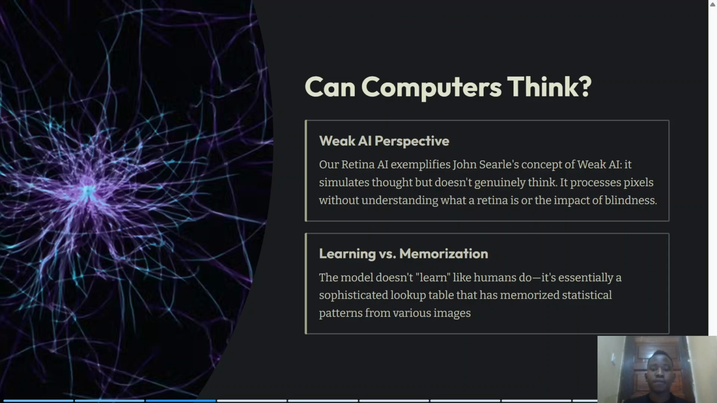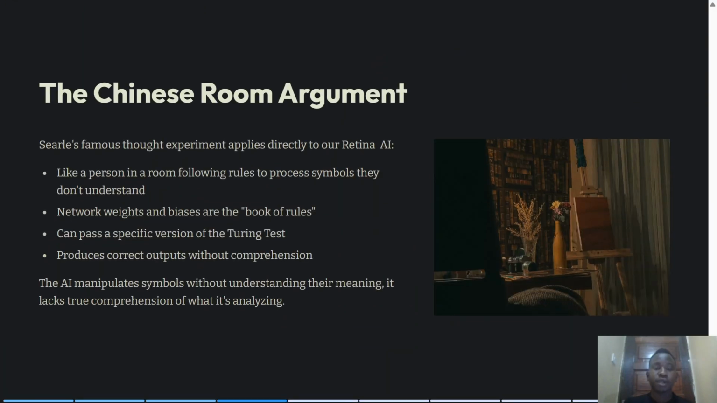It doesn't work like humans do, but it is essentially a sophisticated lookup table that memorizes statistical patterns from various images. So we fill it with images, allowing it to memorize. It learns by memorizing. We feed it different data sets of images based on certain disease defects, like retinopathy or glaucoma, and all it does is analyze and learn among them. As it continuously learns, it will know which one is which with time.